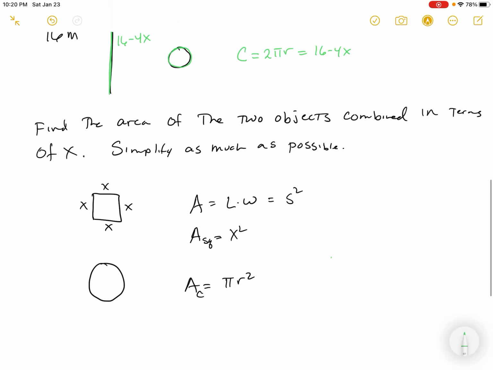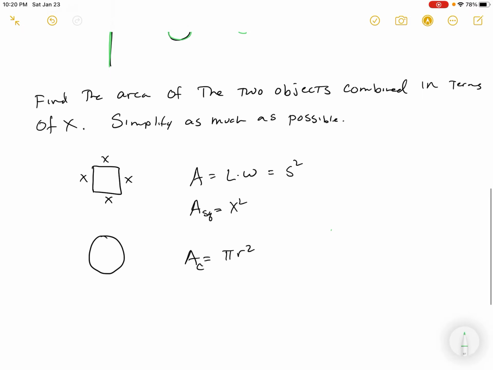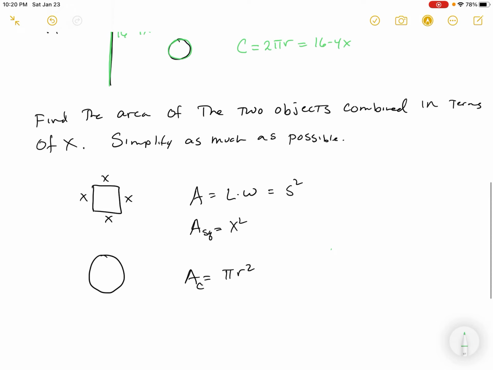So let me translate that down here. The total area that we're looking for of the objects combined would be the area of the square plus the area of the circle. Area of the square we're set on. Area of the circle is not in terms of x. But we do know something.